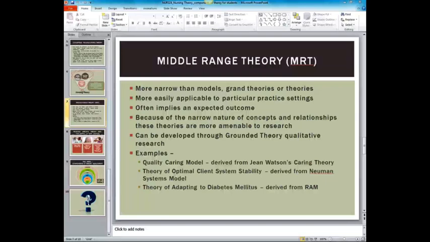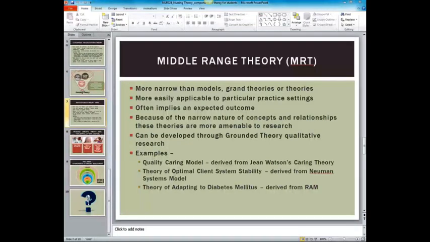But going forward, because of the narrow nature of the concepts and relationships in the theory, again, more amenable to research, they can be developed through a process called grounded theory, which is a qualitative research method, which we're not going to get into in detail in this class, but you can start with a theory, or you start researching something in a qualitative method using a grounded theory approach, and then the end result is a theory.